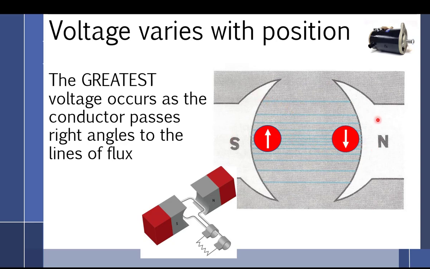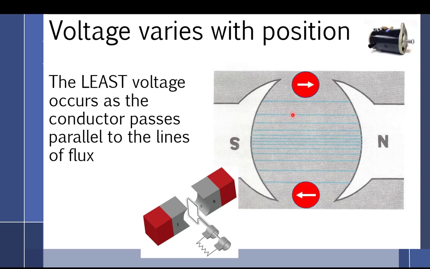The lines of flux are going parallel, and the greatest voltage occurs as the conductor passes at right angles to the flux. So as long as this loop is coming up in this way, it's producing the greatest amount of what's that? Usable power, yeah. This one's going down, that one's going up. In a second, I think my next slide shows it. Yeah, it's right there. So that's where the least voltage is going to occur. The least potential is right here because it's going parallel to the lines.